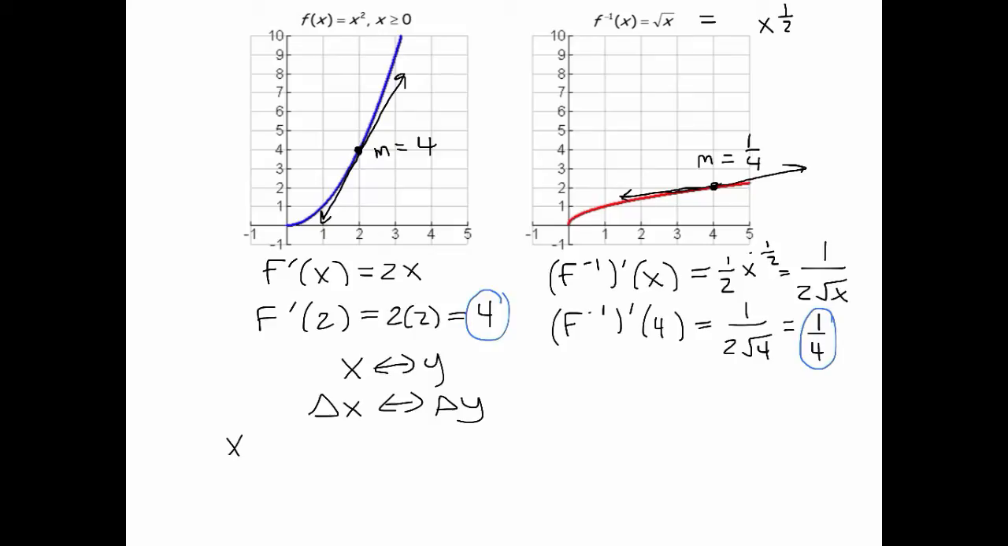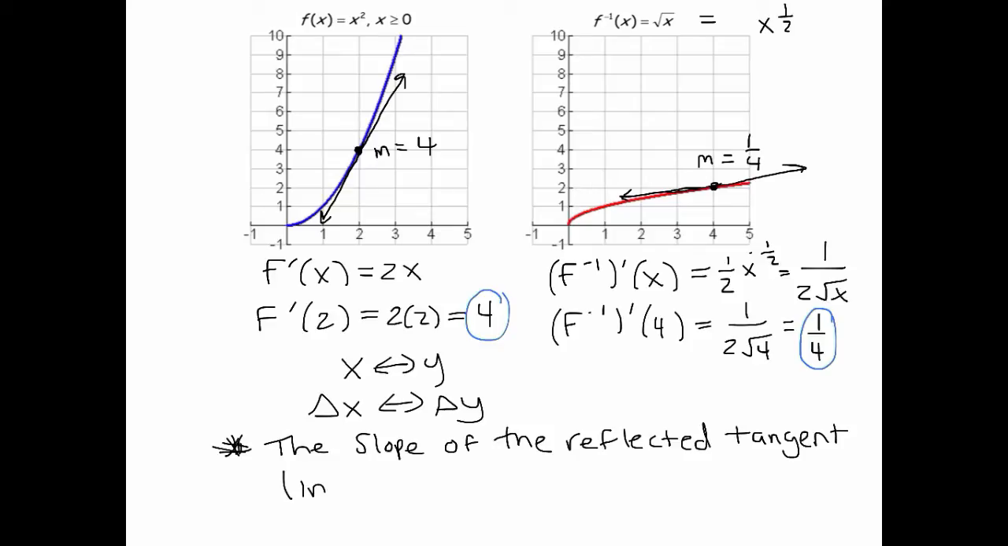Okay, so let's just record what we've noticed, and then we can prove it in the next slide. So I want to write the slope of the reflected tangent line. Now I say reflected tangent line because another thing we know about inverses is that they're reflections of each other over the line y equals x. So you can think of this tangent line as being reflected over the line y equals x to produce the one on the right. The slope of the reflected tangent line is the reciprocal of the original.